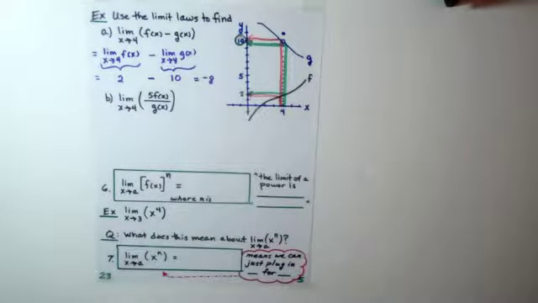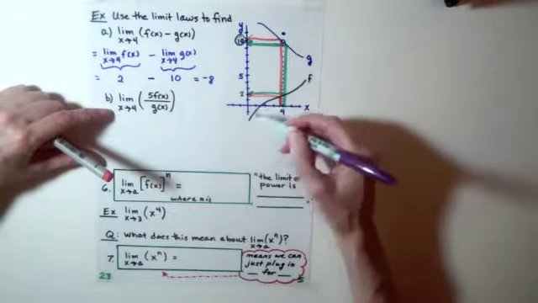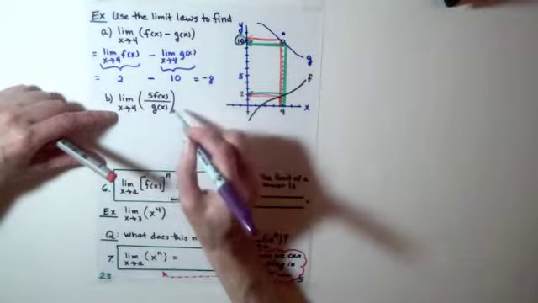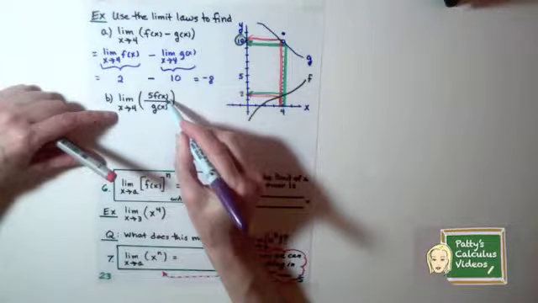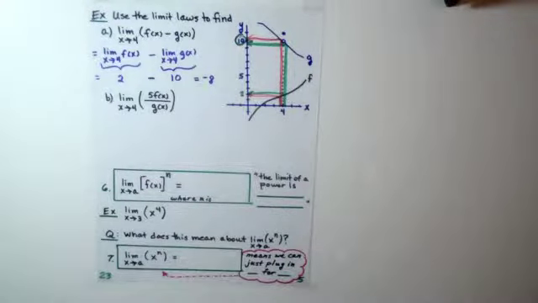What I'd like you to do is to stop the video and try part B yourself. We are referring to exactly the same functions that we have graphed here. Now you want to find the limit as x approaches 4 of this rather complicated looking function, 5 times f of x divided by g of x. So take a moment and try that, and then we'll go through it together.